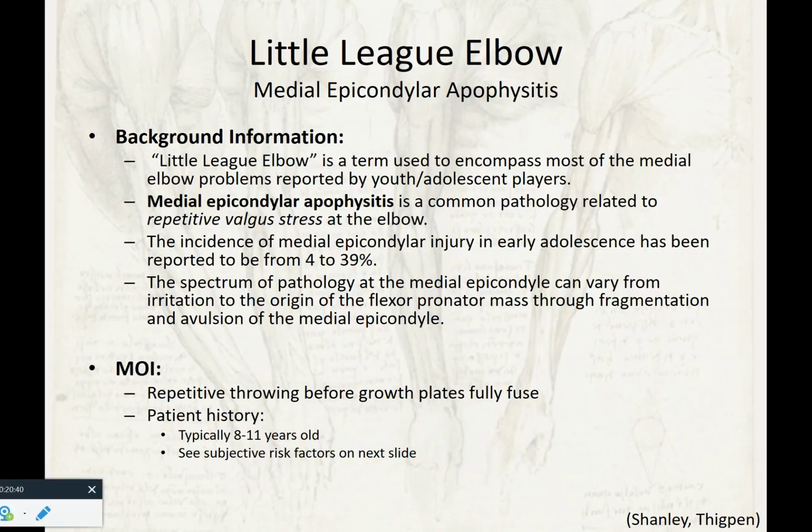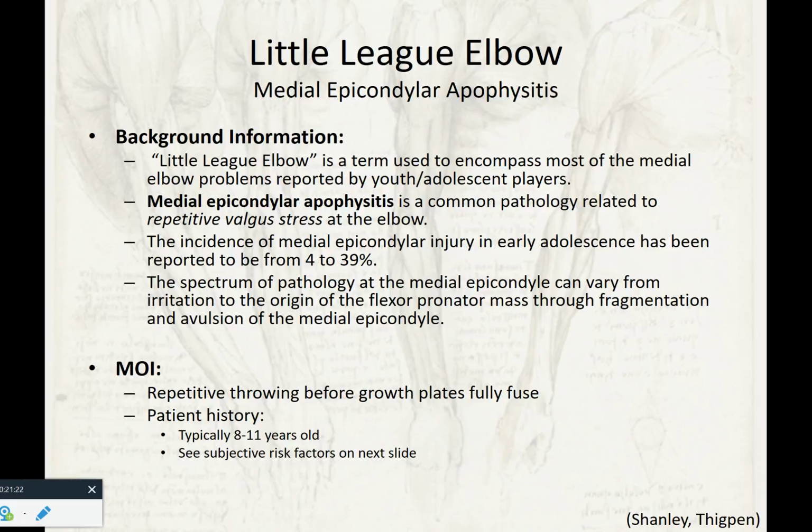And this is secondary to weakness in the growth plate at the medial epicondyle. So in youth athletes, the area of least resistance, or the weaker area, is the growth plate, and the UCL is actually very strong in comparison. So instead of tearing their UCL, they usually injure the growth plate. And we'll have a slide that goes over this a little better. The mechanism of injury is repetitive throwing before growth plates fully fuse, and the patient history is typically between 8 and 11 years old, so a little younger than the teenage athlete. And we will look at the subjective risk factors on the next slide.